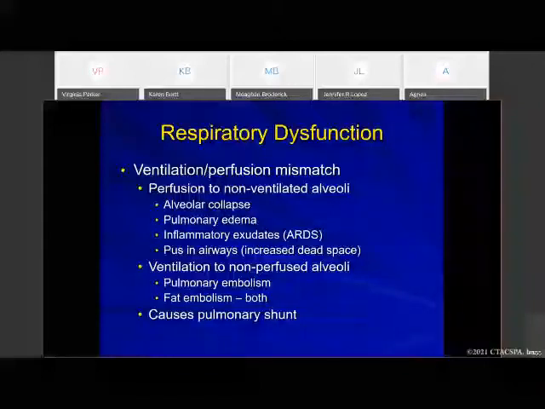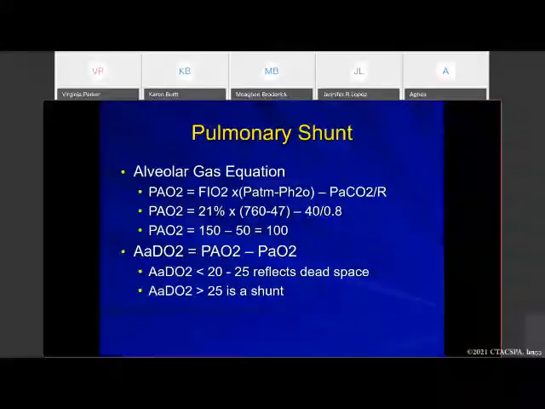Commonly, it's from alveolar collapse. You can have pulmonary edema. You can have, again, a pulmonary contusion, inflammatory exudates, which happens in ARDS, and pneumonia with pus in the airways. You can have mucus plugging, which would obviously make that a mismatch. You can also have ventilated non-perfused alveoli, which again we talked about with pulmonary emboli and fat emboli, which causes a pulmonary shunt.